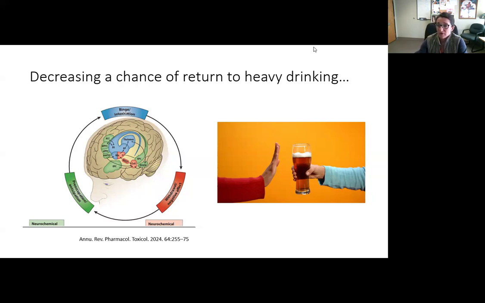But I think the other reason why this is useful to consider is that there's a lot of opportunity for points where we can possibly target this cycle with medication and certainly with other therapeutic interventions as well. And maybe that's also why there's a lot that could still be developed on the horizon to help treat alcohol use disorder.